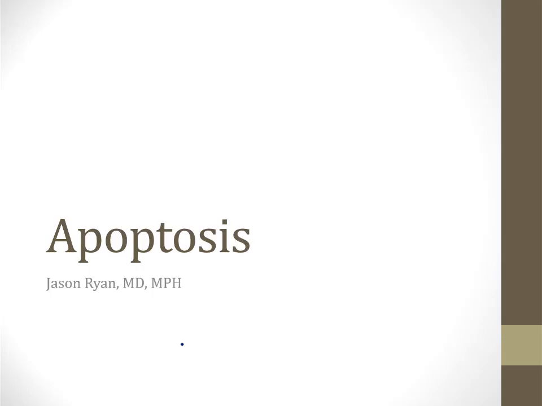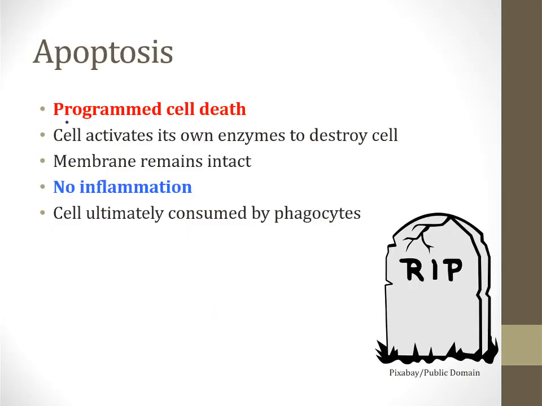Hi everybody, and welcome to our module on apoptosis. Apoptosis is also called programmed cell death, and it gets its name because the cell uses its own machinery, its own programming to destroy itself. The cell activates its own enzymes, and this leads to cell death.